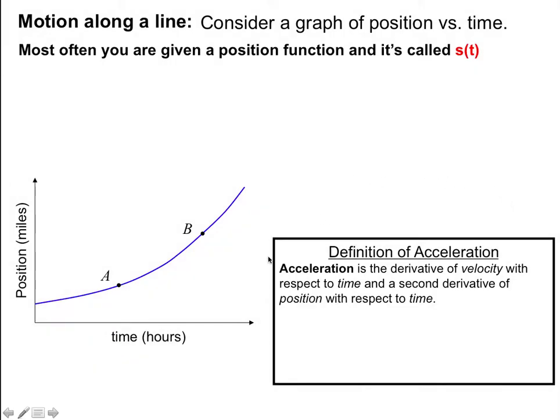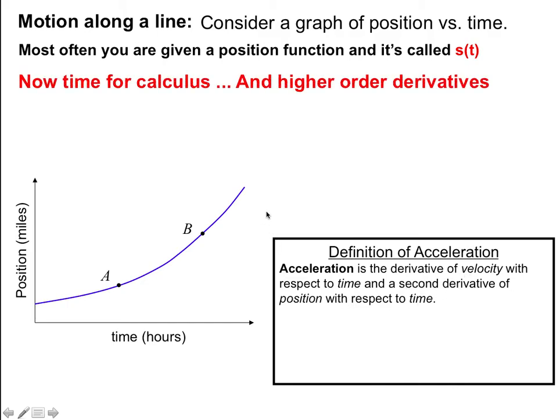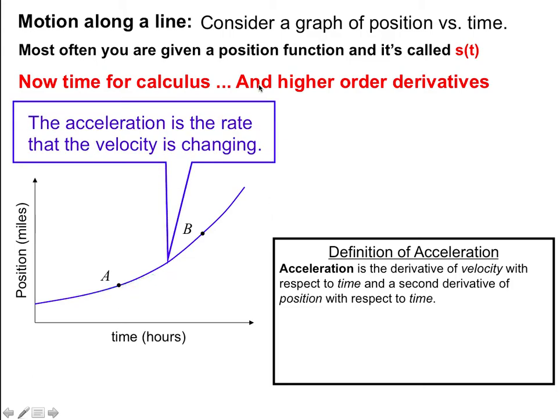So let's take a look at another rate. Acceleration is the derivative of velocity. So it's the rate of change of velocity. So it's a derivative of a derivative, which means we can call it the second derivative of position. This is our higher order derivative. So the acceleration is the rate that the velocity is changing.